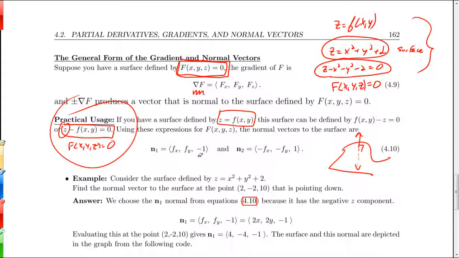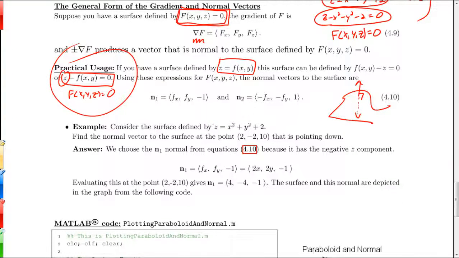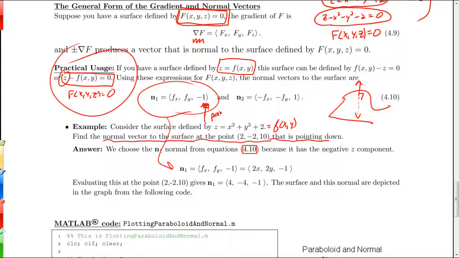Okay, so let's do this example here. I have this surface, z equals x squared plus y squared plus 2, our favorite paraboloid. And this is just z equals f of x, y. If I want this normal vector to the surface at the point 2, negative 2, 4, that is pointing down, what I want is this normal, because that negative 1 tells me it's pointing down.